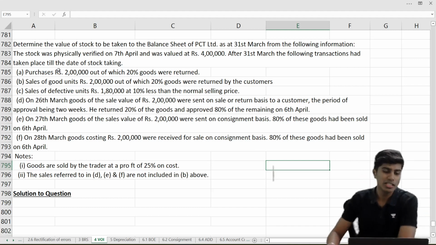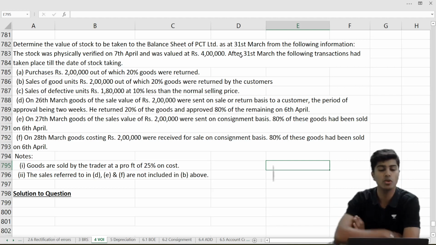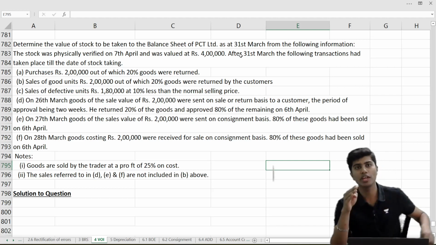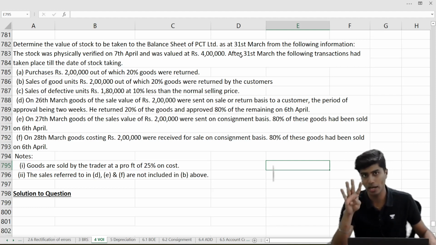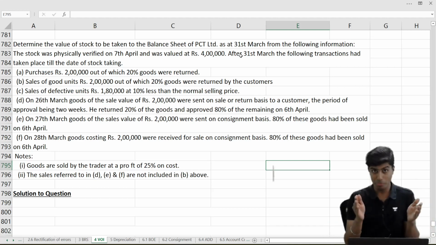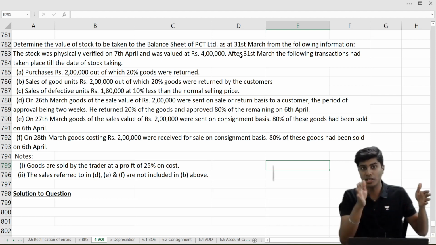Let's read the question. Determine the value of stock to be taken to the balance sheet of PCT Limited as at 31st March from the following information. Very good. The stock was physically verified on 7th of April and was valued at rupees 4 lakh. After 31st March, the following transactions have taken place till the date of stock taking. So the value of the inventory as on 7th of April is 4 lakh. Keeping that as a base, we need to come back to 31st of March. What we need to remember at this point is we're coming back in time. We're starting from 7th of April, coming back to 31st of March.